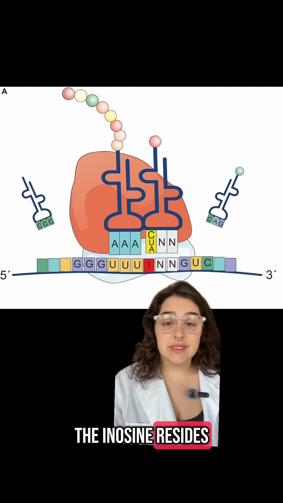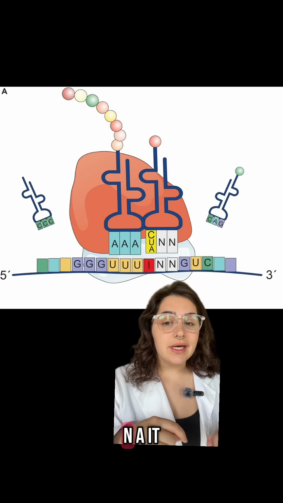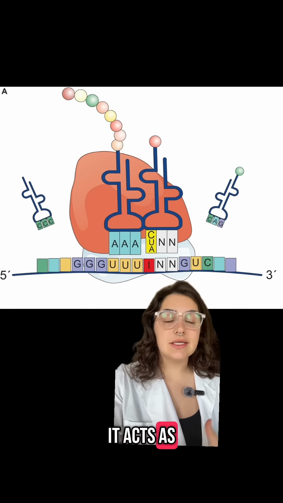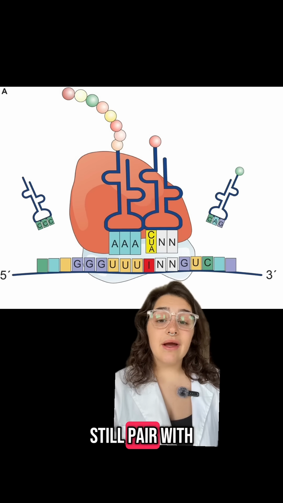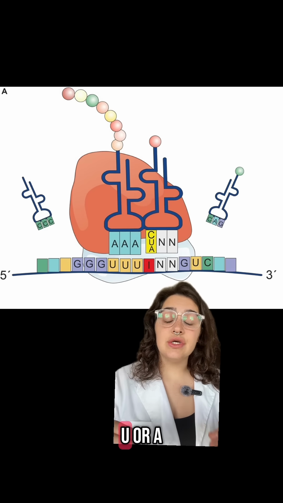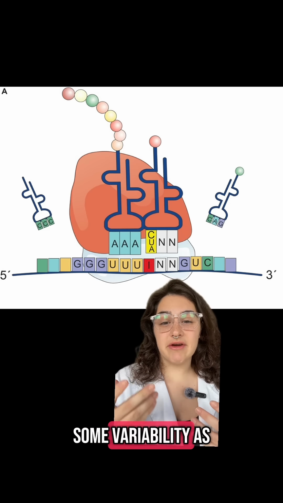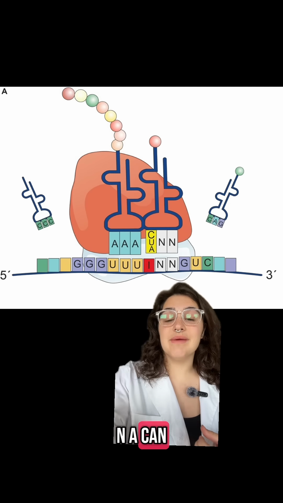And when the inosine resides on the mRNA instead of the tRNA, it basically does the same thing. It acts as a wobble base, as it can still pair with the nucleosides C, U, or A. It just gives some variability as to what tRNA can bind to it.